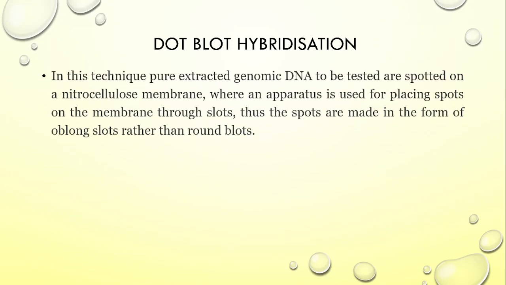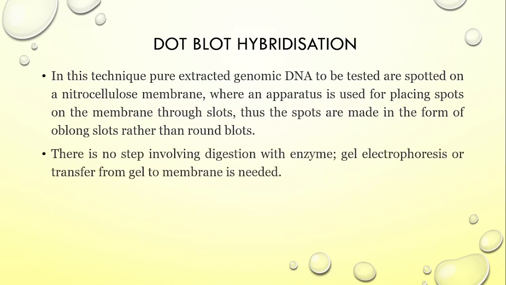Now, dot blot hybridization is again a nucleic acid hybridization method where you are spotting the DNA. You extract the genomic DNA and spot it onto a nitrocellulose membrane. An apparatus is used for placing the spots on the membrane through slots, so the spots are made in the form of oblong slots rather than round blots. So you have either a dot blot or a slot blot.